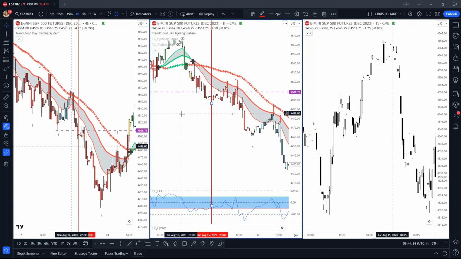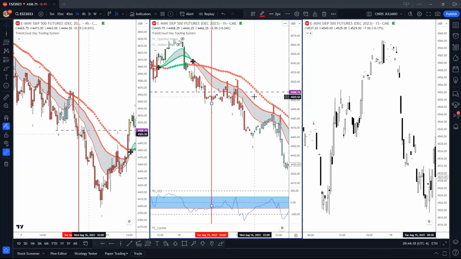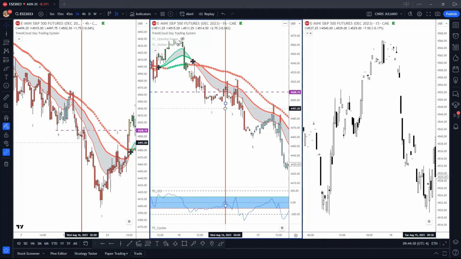And what does it do on the 1-hour chart? This is why we use multiple time frames. So here we are pulling back on the 16th now. It's 5 o'clock in the morning right here. And look at how TrendCloud captures that movement. It pulls back right into the trend cloud, and we know that we're allowed to take this trade.